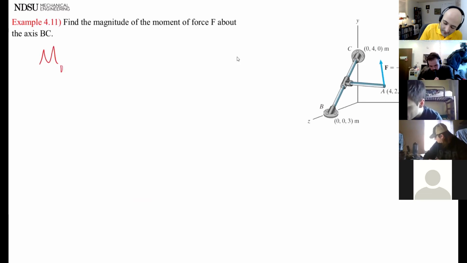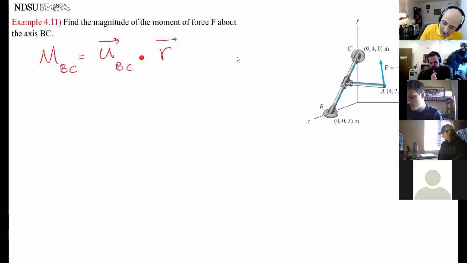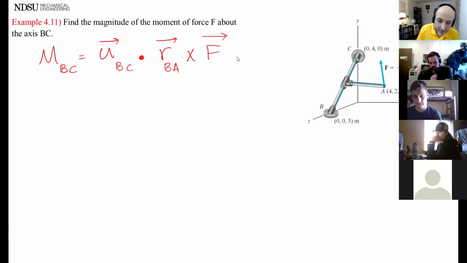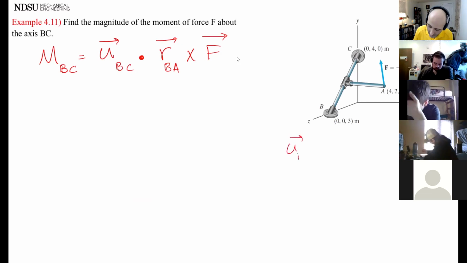Moment about BC as a scalar, because I'm just finding the magnitude, is the unit vector of BC dot product R, and it doesn't matter. Let's go with BC, with BA, sorry. You can also do CA cross F. Okay, so I gotta find the unit vector of BC. So the unit vector of BC, coordinates are given, so it's going to be RBC divided by magnitude of BC.